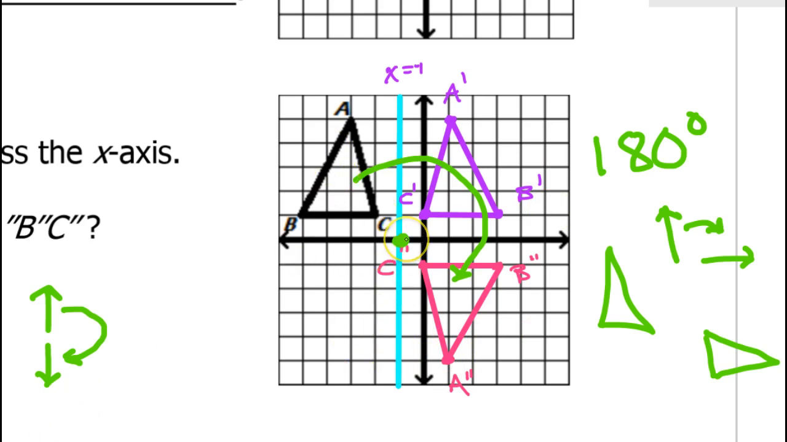And around the center, we have to be careful. Notice that it's not 0, 0 that's in the middle of this thing. It's this point right here, the point -1, 0. And it's easy to tell. If you look at C and then you look at C prime diagonally, notice how this green dot is the point that's right in the middle of them.